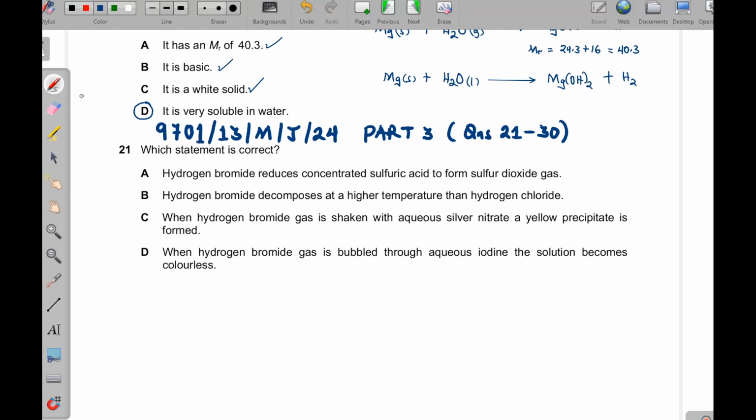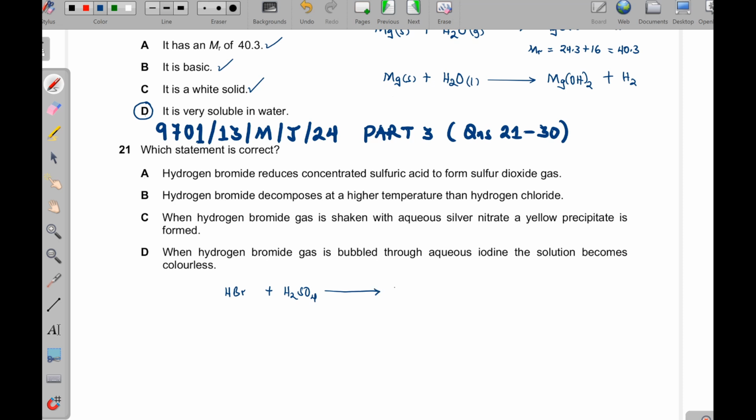Part 3, this is for questions 21 to 30. Question 21, which statement is correct? The first option, hydrogen bromide reduces concentrated sulfuric acid to form sulfur dioxide. This one is true. Let's look at hydrogen bromide plus sulfuric acid.